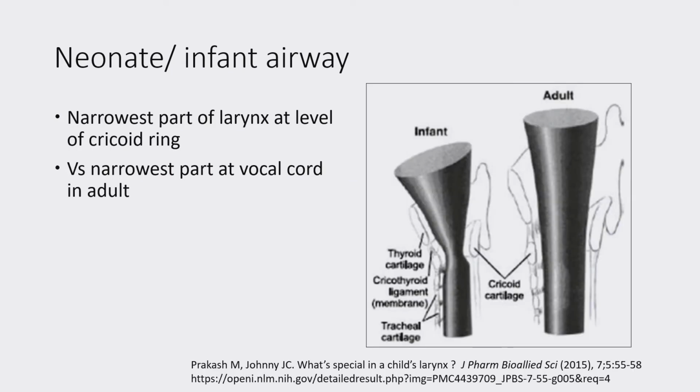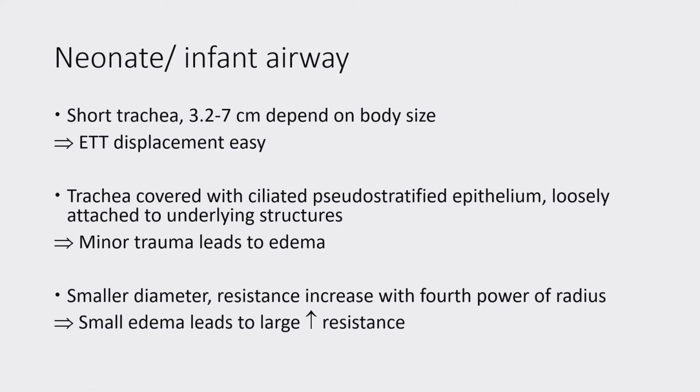This picture also shows the difference of the infant and adult airway. The left side is the infant airway, the right side is the adult airway. The black shadows represent the space of the airway. You can see that in the infant, the narrowest part of the larynx is at the level of the cricoid ring, while in the adult, the narrowest part is at the vocal cord. Also, babies have a shorter trachea, and the length is about 3.2 to 7 cm depending on the body size. The implication is that the endotracheal tube may displace easily.